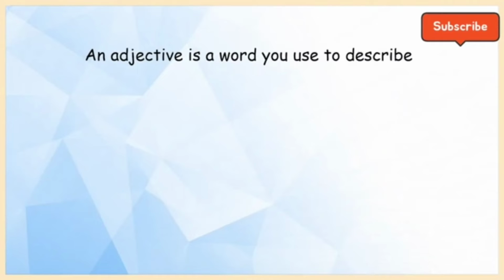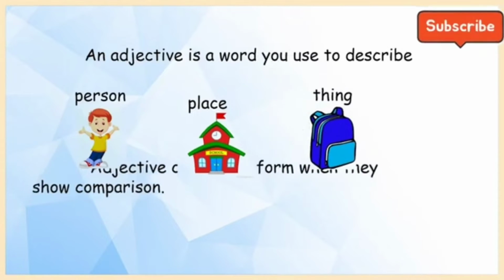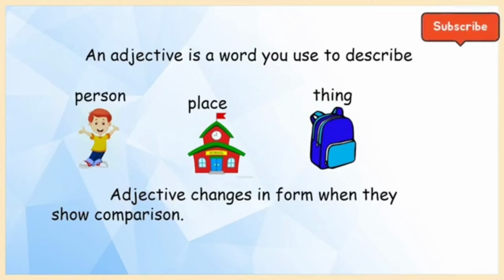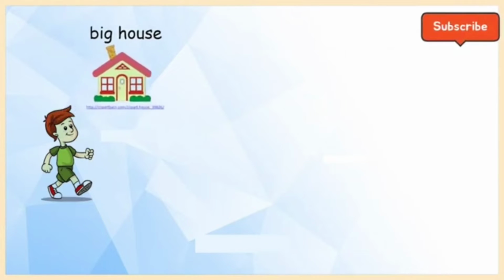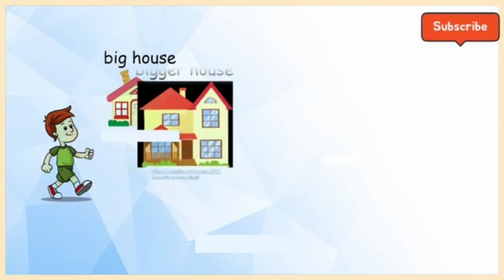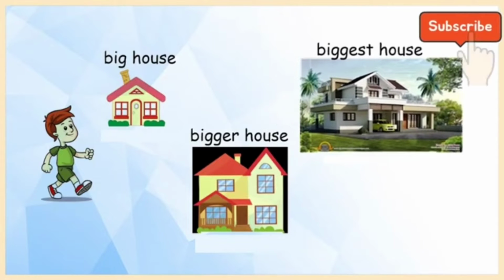An adjective is a word you use to describe a person, place, or thing. Adjectives change in form when they show comparison. While walking in the village, Carl saw a big house. To the right, he saw a bigger house. To the left, he saw the biggest house in the village. In what house do you want to live? Is it in a big house, a bigger house, or the biggest house?